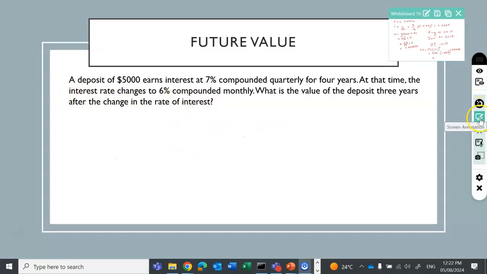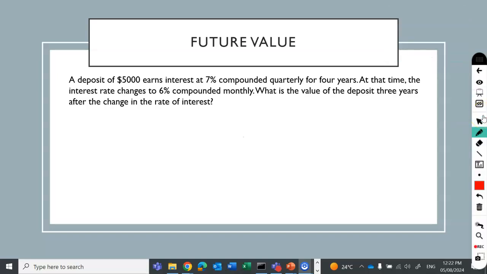So we can say that what it is showing is this one, and you invested here $5,000, and you can see that for the first 4 years it is 7% and quarterly.